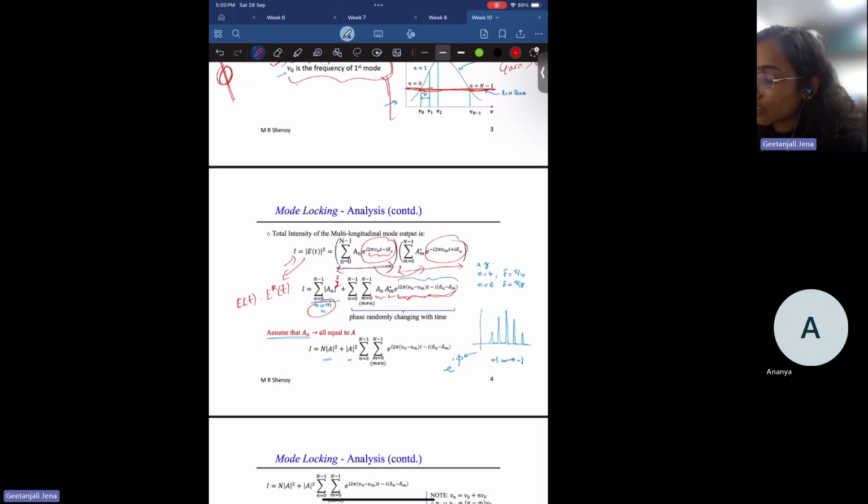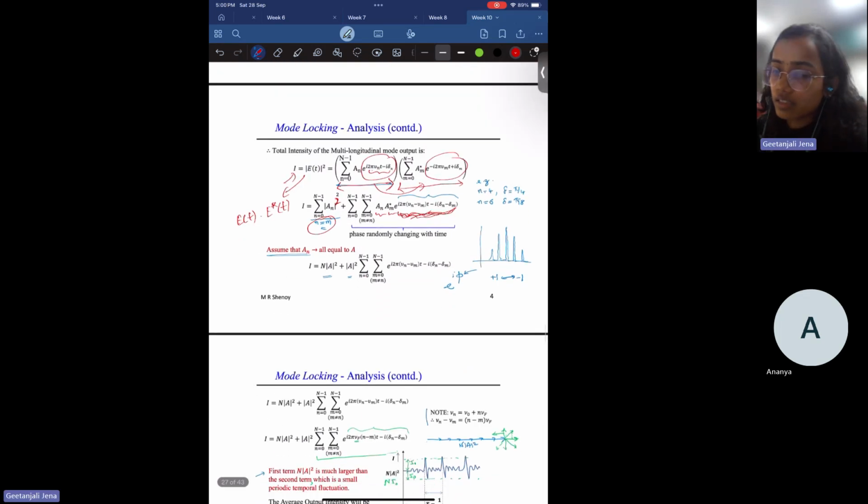So depending on the phase, this factor will change. Depending on the initial phase, this factor will change. So we'll take a few approximations, a few assumptions. Let us say the amplitude of all these modes is equal, and it is equal to a. So that means the first term is n a square.